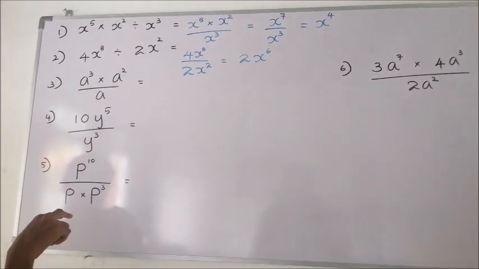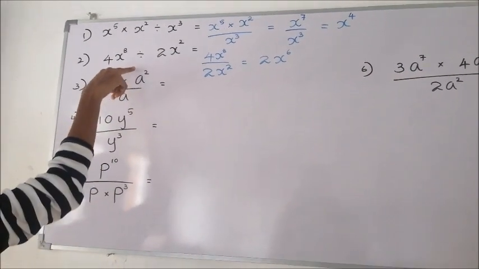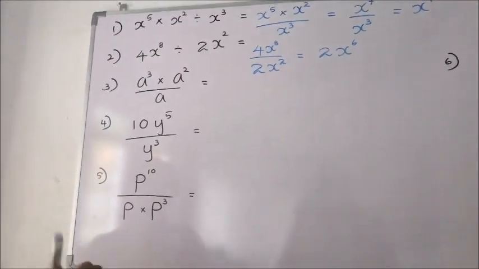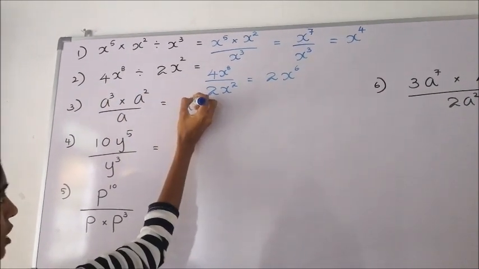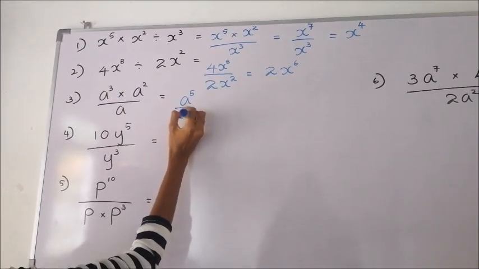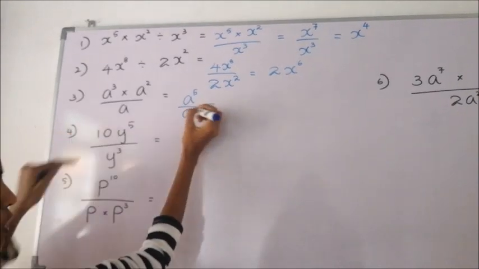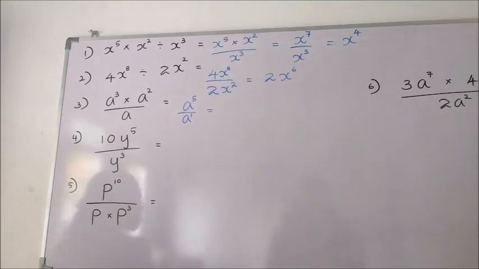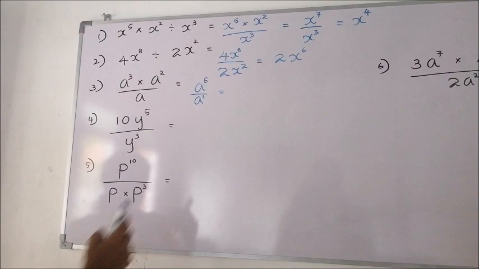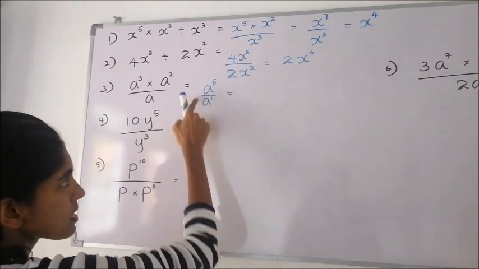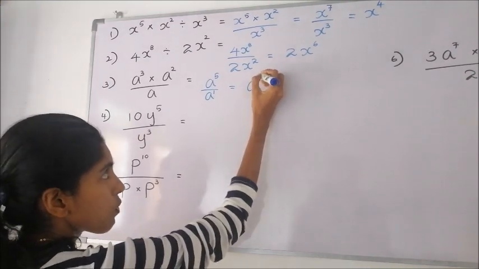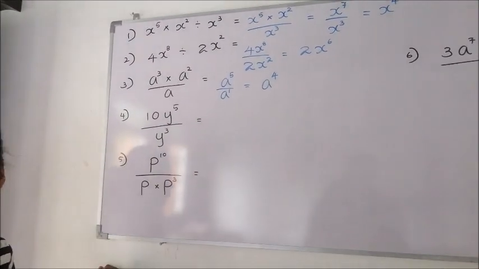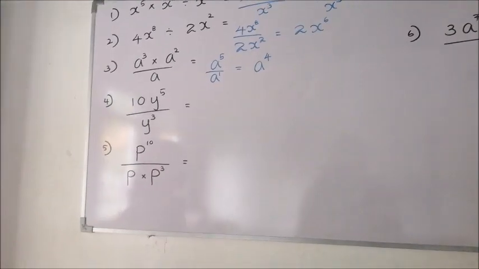Next one. First two are multiplied. So in multiplication we add the indices. So a to the power 3 plus 2 is 5. It should be divided by this a. Now we know that the index here must be 1. So we will subtract the indices because the bases are same. From 5, when we subtract 1, 4 is coming. This is the answer.